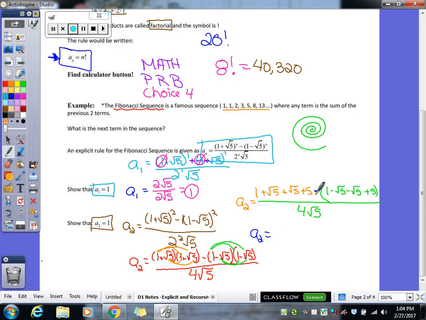So now, what should we do with this negative sign again? Distribute, so that's a -1, positive radical 5, positive radical 5, and a -5. So let's combine all of our like terms. What happens with our 1s? 1 and -1 cancel. 5 and -5 cancel. So then we're left with 4 square root of 5 over 4 square root of 5, which equals a what? 1. So it does work out.